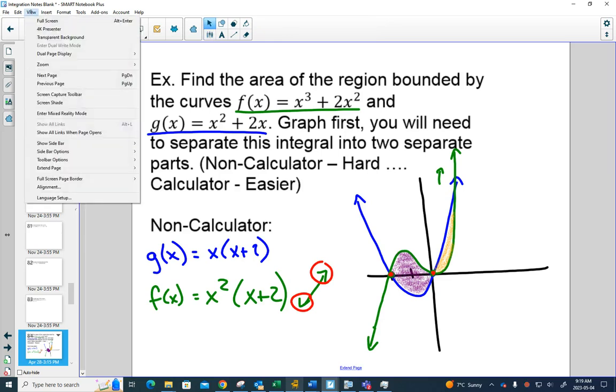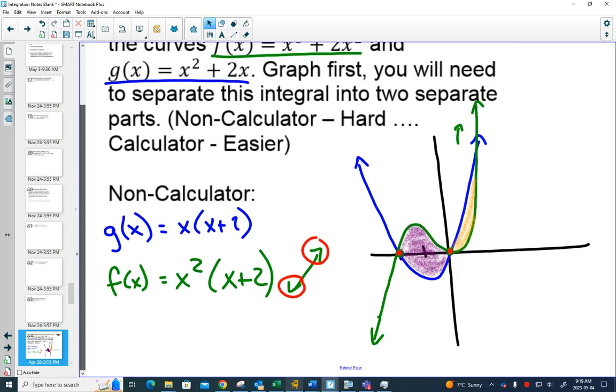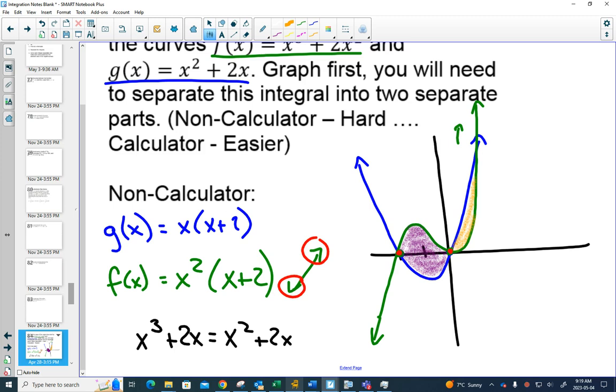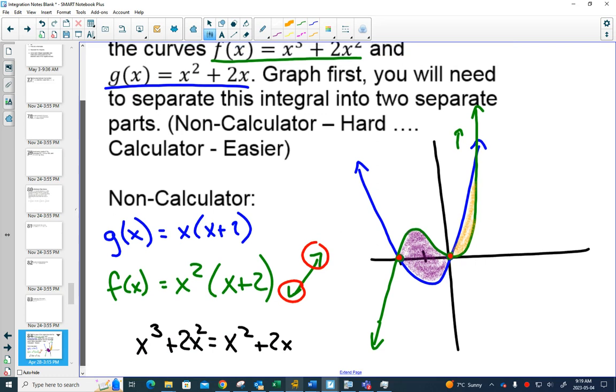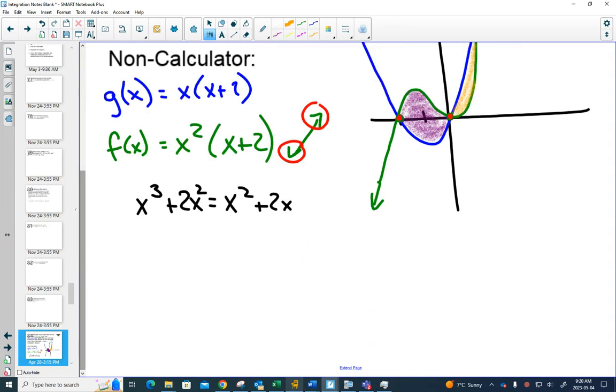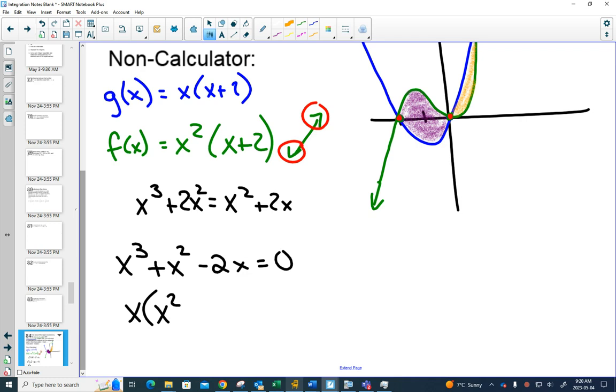But if we wanted to see all the places they intersect, we need to solve where they're equal to each other. So I make x cubed plus 2x equal to x squared plus 2x. X cubed plus 2x squared. Yes. And combine my like terms, bring everything over to one side. So I'm going to have x cubed plus x squared minus 2x equal to 0. I can factor out a common factor of x squared plus x minus 2.